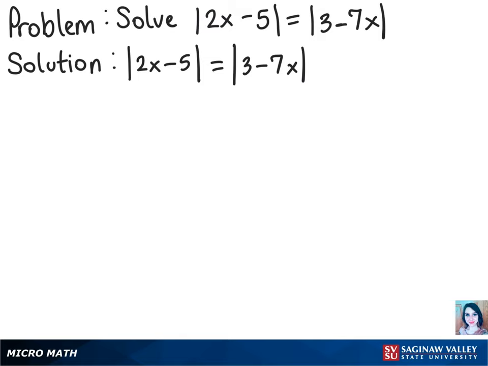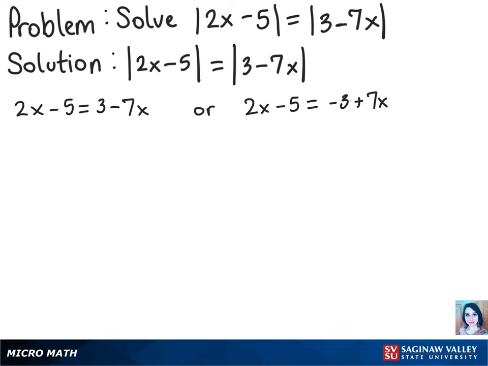So let's go ahead and rewrite those equations with a positive and negative on the right side. So for the first one, we'll have 2x minus 5 equals 3 minus 7x, or 2x minus 5 equals negative 3 plus 7x.